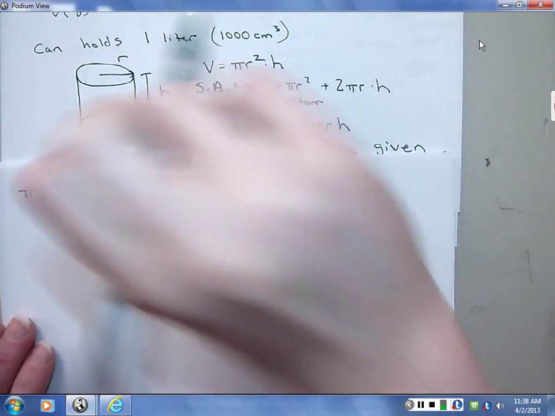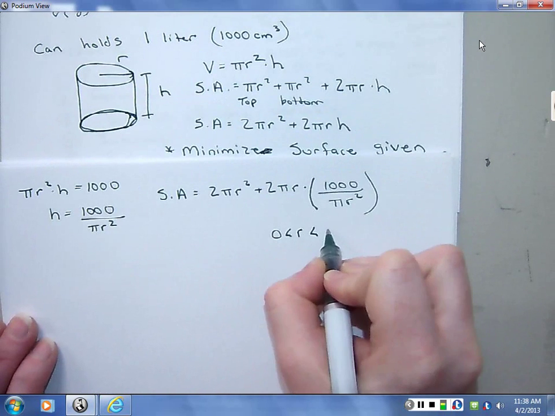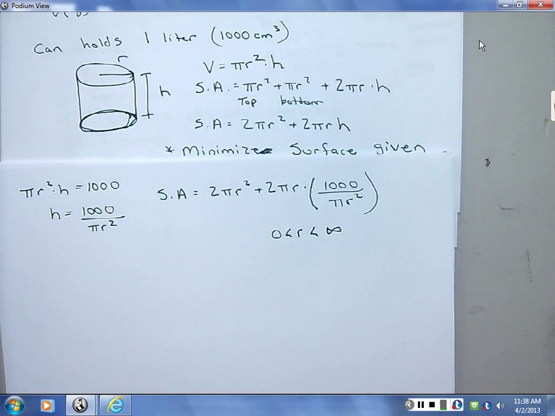So this is an open interval. R has to be greater than 0, but less than 1,000, a million. It just depends on how small R is, right? So this is an example of an open interval. So if I find a critical point, I can't test endpoints. I have to do the second derivative test or the first derivative test to see the concavity on the interval.